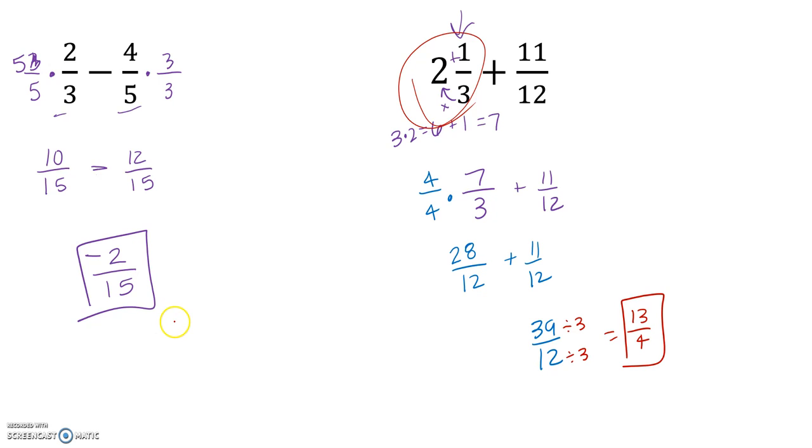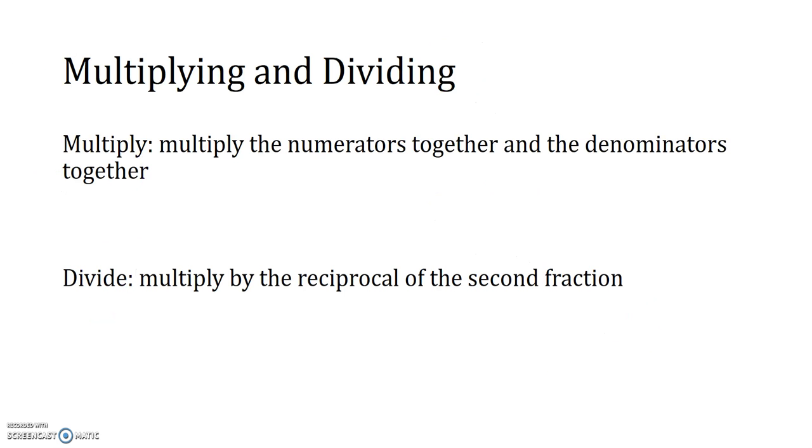Now let's discuss multiplication and division. Whenever you're multiplying fractions, you simply multiply the numerators together and multiply the denominators together. You don't have to do anything else. Then simplify your fraction if possible.